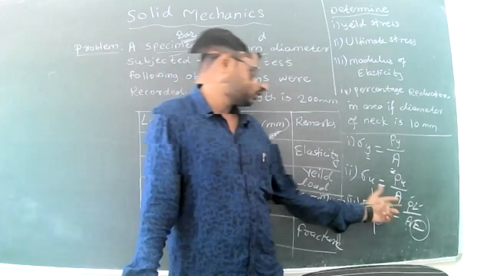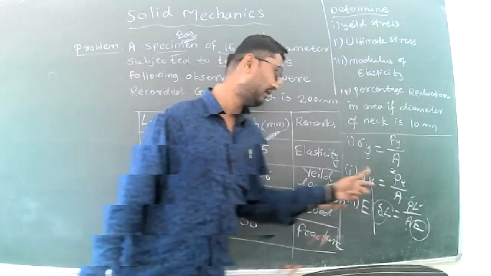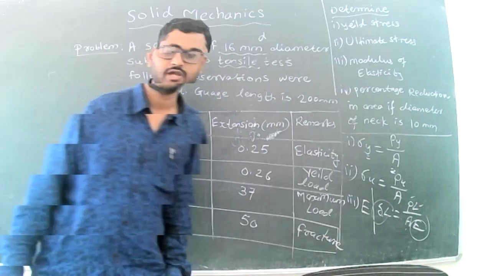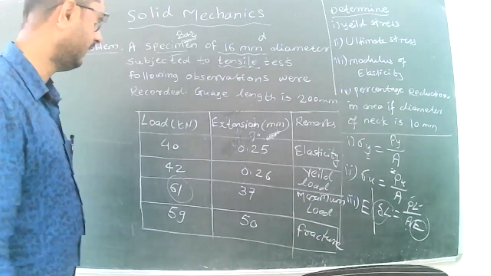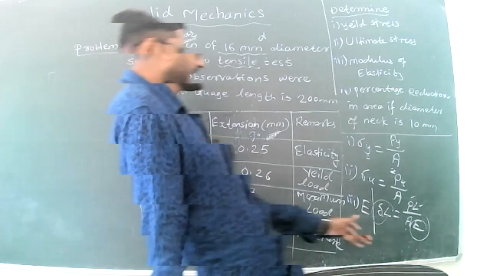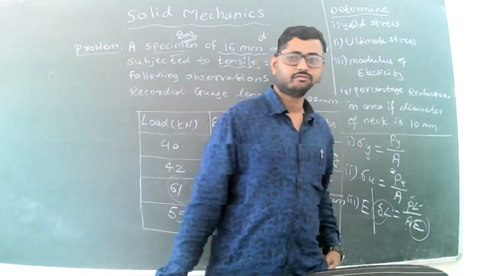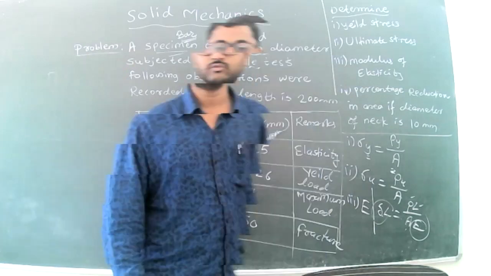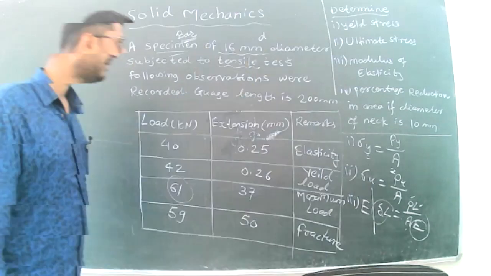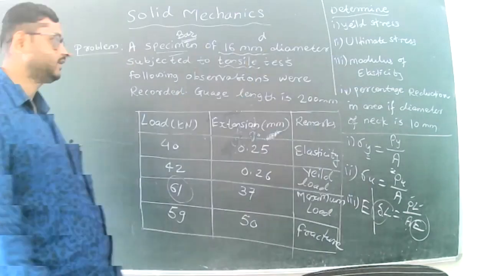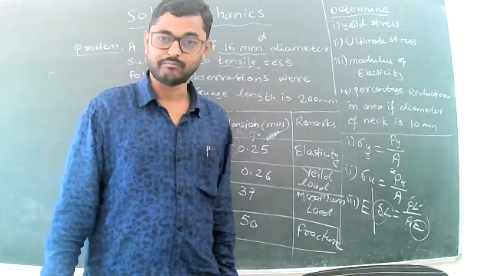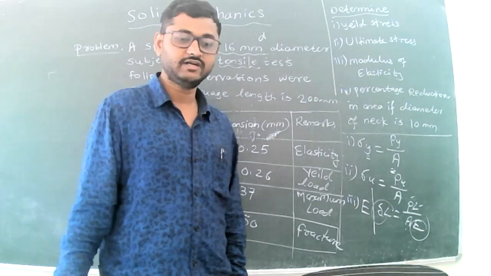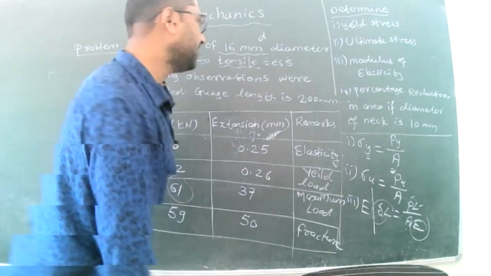Delta L is 0.25, and the length of the bar is given as 200 mm. That is L. So from this you can easily find modulus of elasticity. And the fourth one is percentage reduction in area. Diameter of neck is 10 mm. How to find percentage reduction in area?